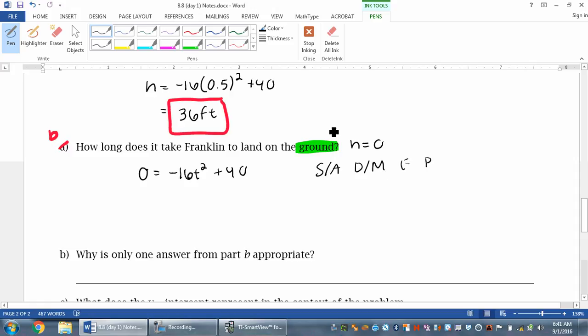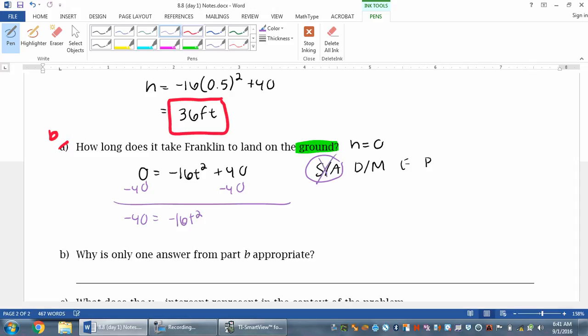First thing that you're going to do, you got to get rid of everything that is added first. So negative 16 times t squared plus 40, so we get rid of the 40 first. Negative 40. Now I got to get rid of everything that's multiplied and divided. So we would have negative 5. Negative 40 divided by negative 16 is positive 2.5.